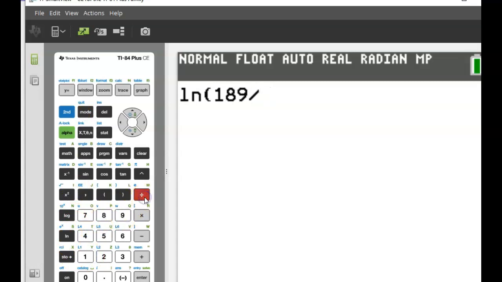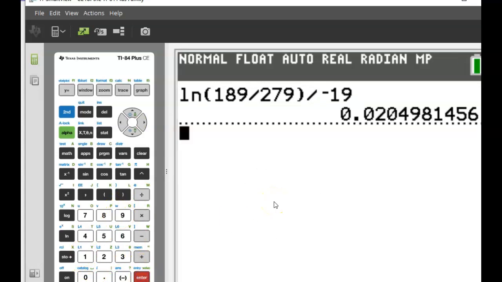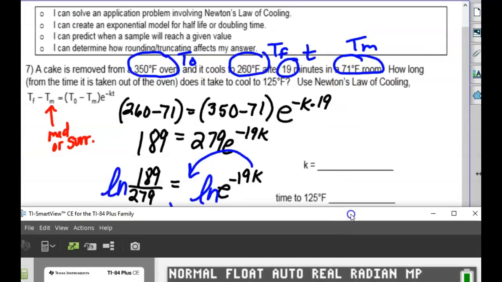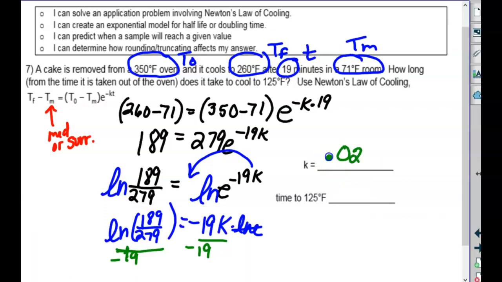189 over... got too many twos in there. But do I have it right otherwise, Xavier? Okay. And then it was divided by negative 19? Thank you. 0.0205, anybody? Okay. Then we get to try and go back and do it all over again.